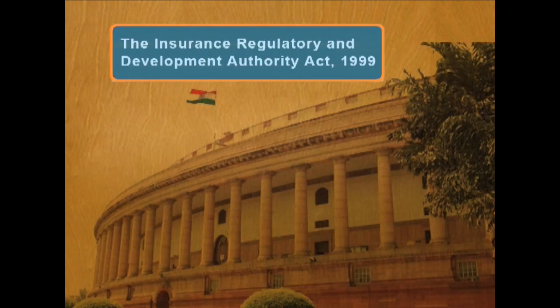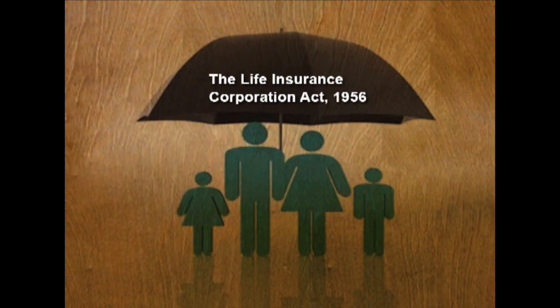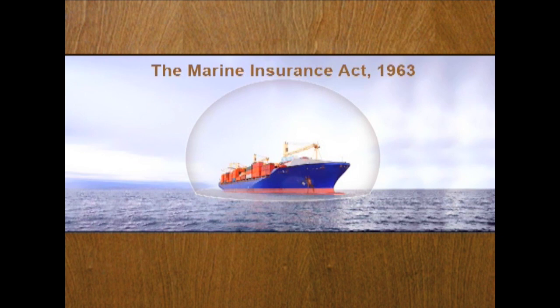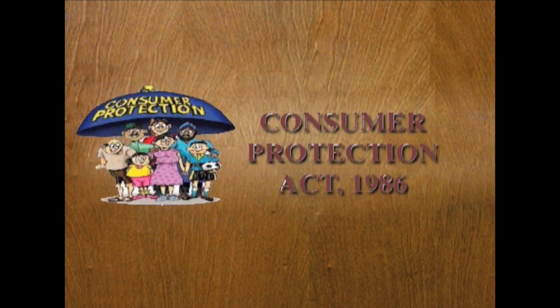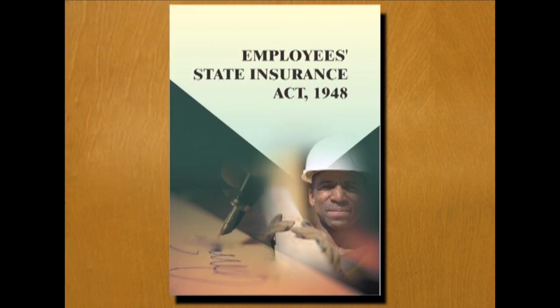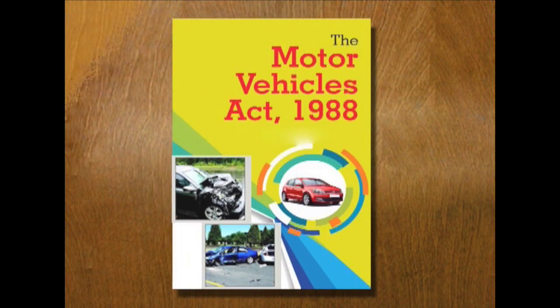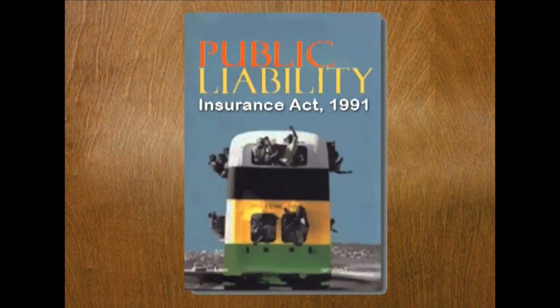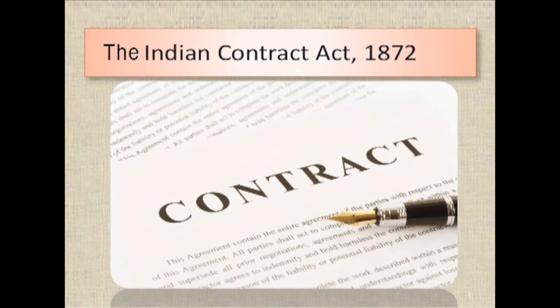In addition to the Insurance Act 1938, the other legislations associated with the insurance business and regulations are Insurance Regulatory and Development Authority Act 1999, Life Insurance Corporation Act 1956, General Insurance Business Nationalization Act 1972, Marine Insurance Act 1963, Consumer Protection Act 1986, Employees State Insurance Act, Motor Vehicles Act 1988, Public Liability Act 1991, Indian Contract Act 1872.